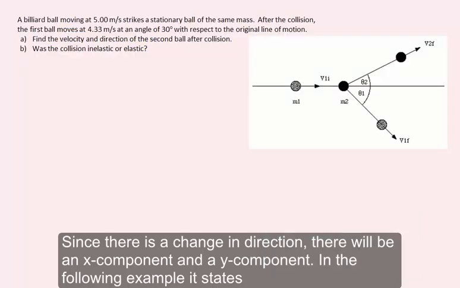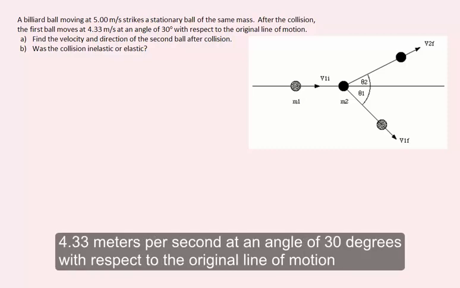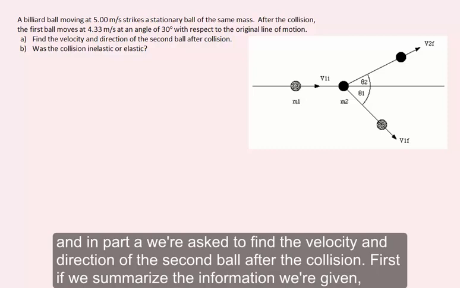In the following example, it states that a billiard ball moving at 5 meters per second strikes a stationary ball of the same mass. After the collision, the first ball moves at 4.33 meters per second at an angle of 30 degrees with respect to the original line of motion. And in part A, we're asked to find the velocity and direction of the second ball after the collision.